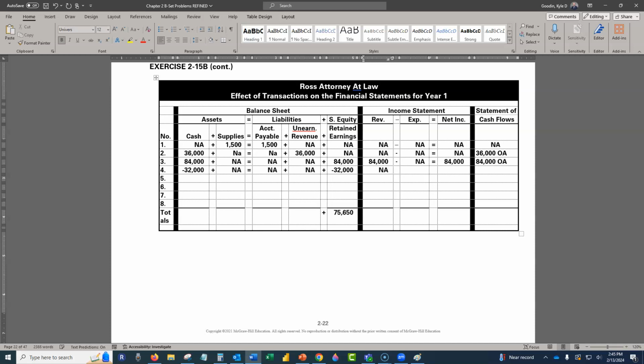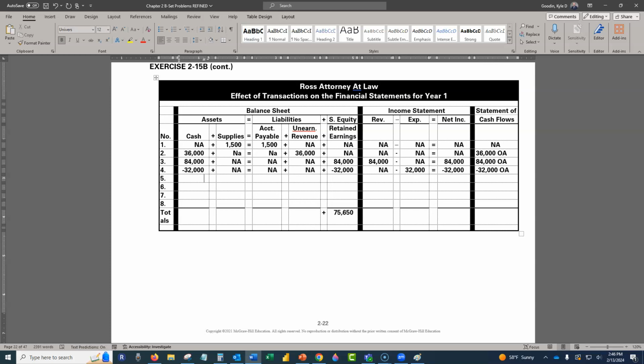Was there an impact in revenue? No, no impact to revenue. Is there an impact to expenses? Yes, there's an increase of $32,000 to the expense, which means we have a negative $32,000 net income, or a net loss there. What was our cash flow? Well, it was a $32,000 outflow of cash as an operating activity. So this is just the way we're going to analyze these transactions each time.